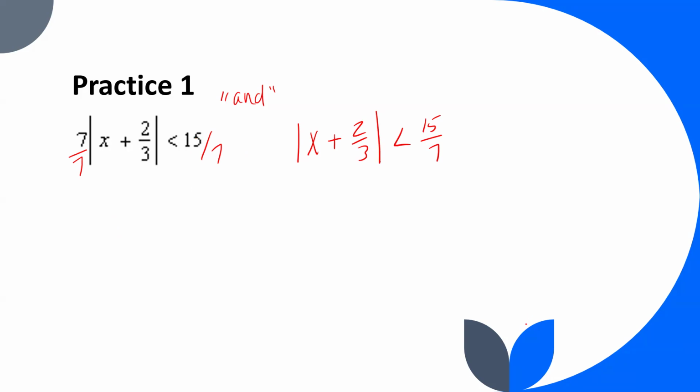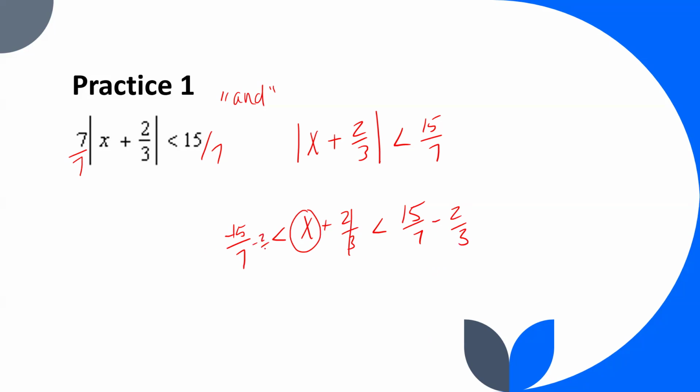All right. Now we know it's less than, so that's where it ends up creating that compound inequality, right? So you have less than, and then you're going to have less than, and then you're going to have greater than negative 15/7. The goal is to get x by itself. So what did you do to get x by itself? You subtract 2/3 from everything, right?